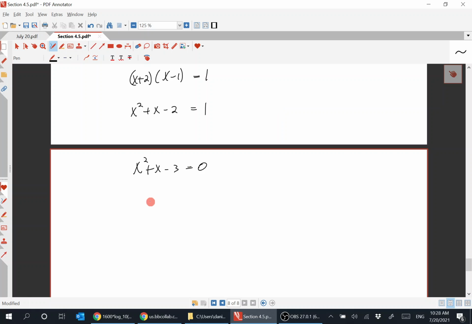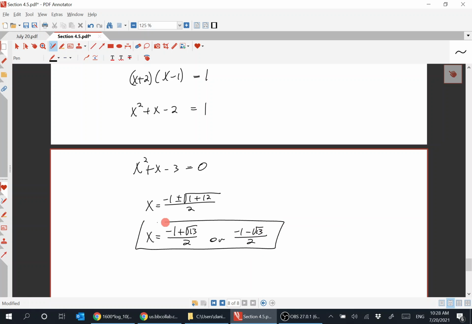This one does not factor, so we'll just apply the quadratic formula. So b squared minus 4ac over 2a. So x is equal to minus 1 plus the square root of 13 over 2, or minus 1 minus the square root of 13 over 2.